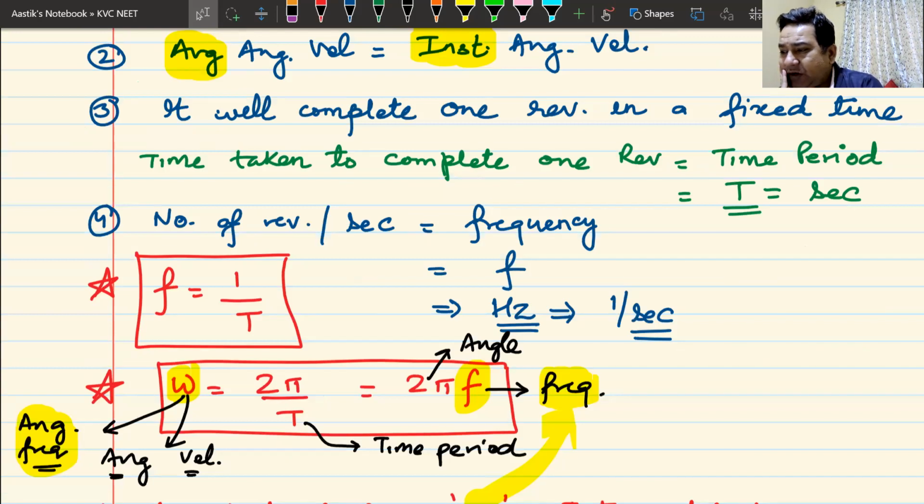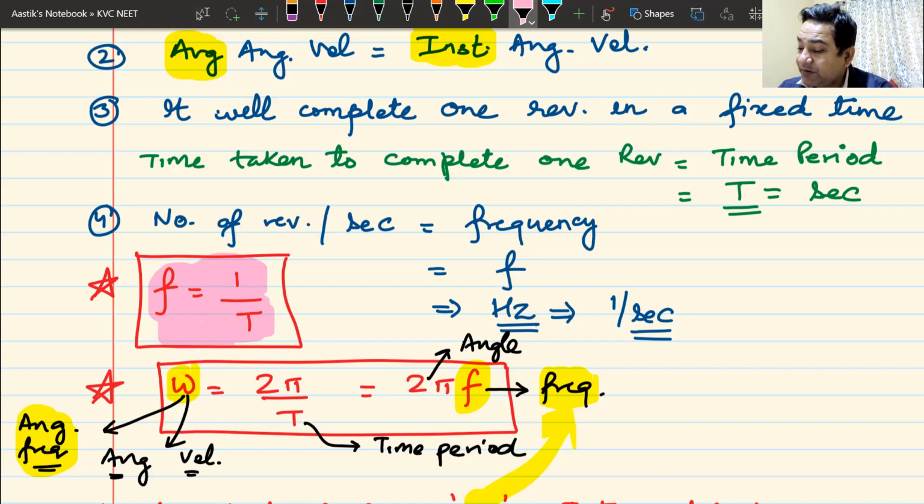At the same time, if you are talking about the inverse of time period, 1 by T, that will tell us how many revolutions or oscillations, SHM oscillation we call it, this body is going to take in 1 second. That is known as the frequency of uniform circular motion, and the relation between frequency and time period, which I am now marking in pink, is very simple. Frequency is 1 by capital T. I hope we all recollect this.